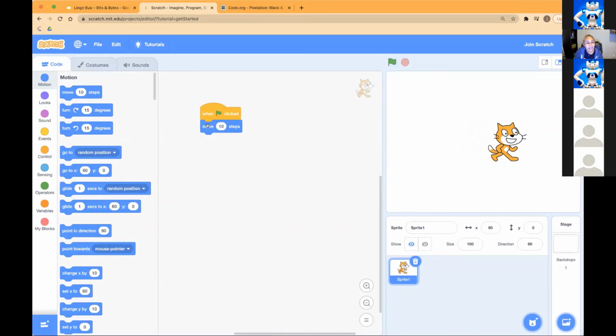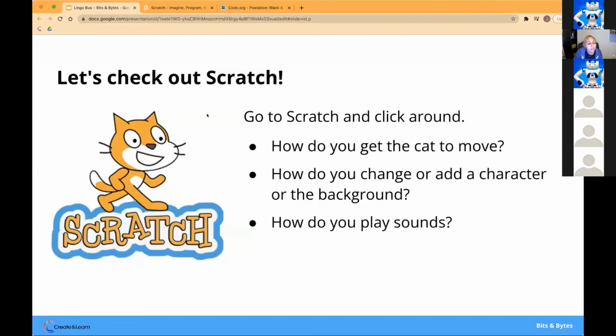So we'll start there. Let's go ahead and try to see if you can make your cat move. And after you figure that out, see if you can figure out how to change the cat or even change the background.